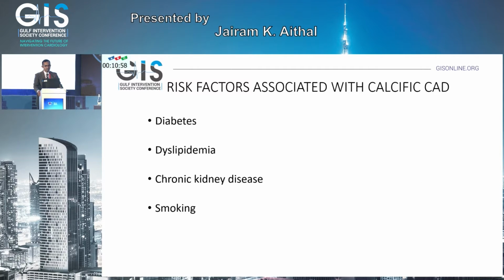What are the factors that make people more prone to developing calcific coronary artery disease? We know most of them. People who are highly diabetic for a long period of time, excessive levels of lipids, people with chronic kidney disease, stage 4 and above, and chronic smokers. These patients are more prone to developing calcific coronary artery disease. However, the others are not exempt.